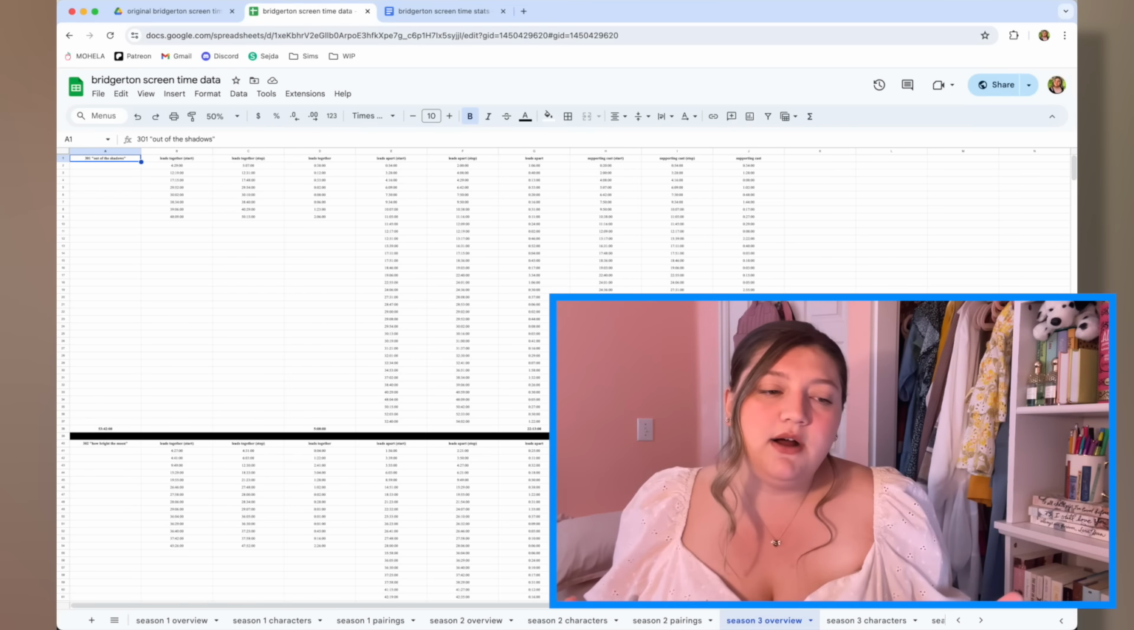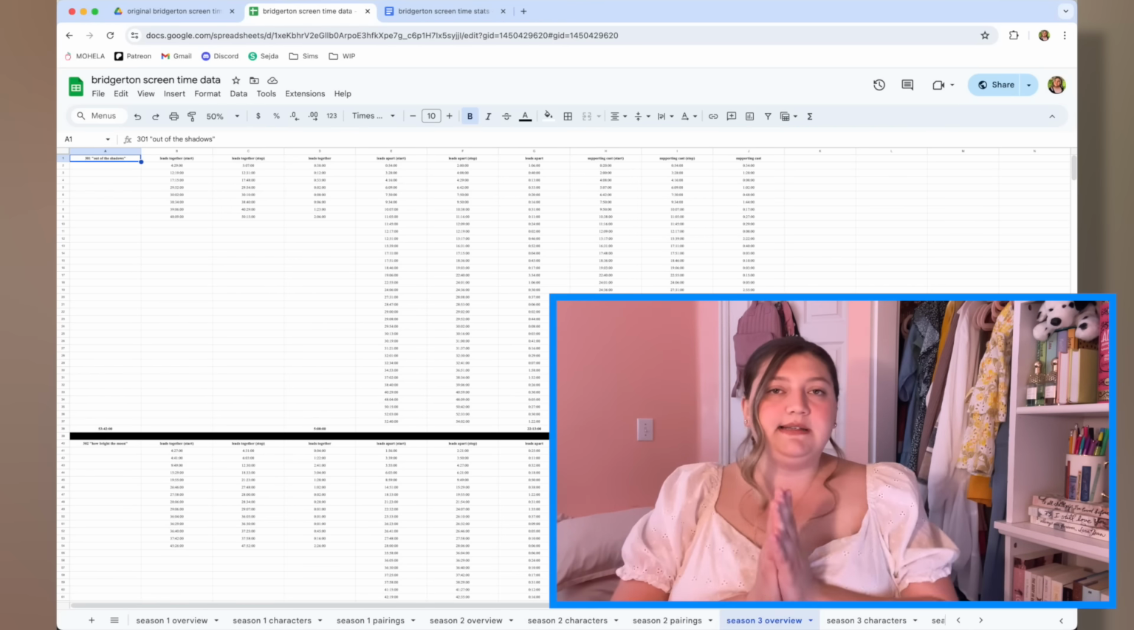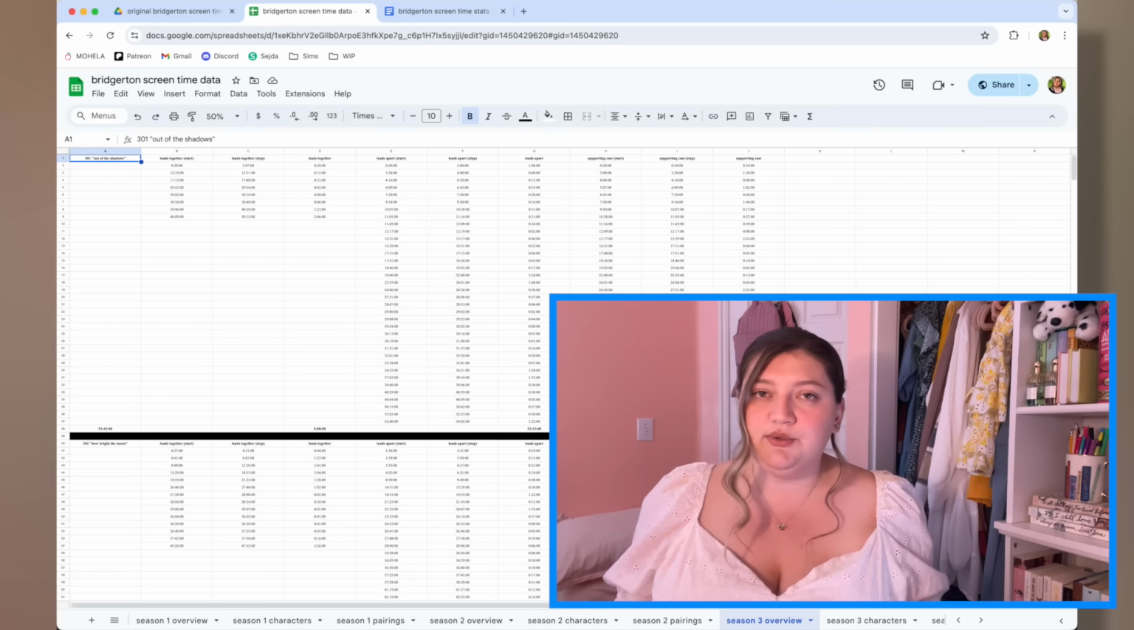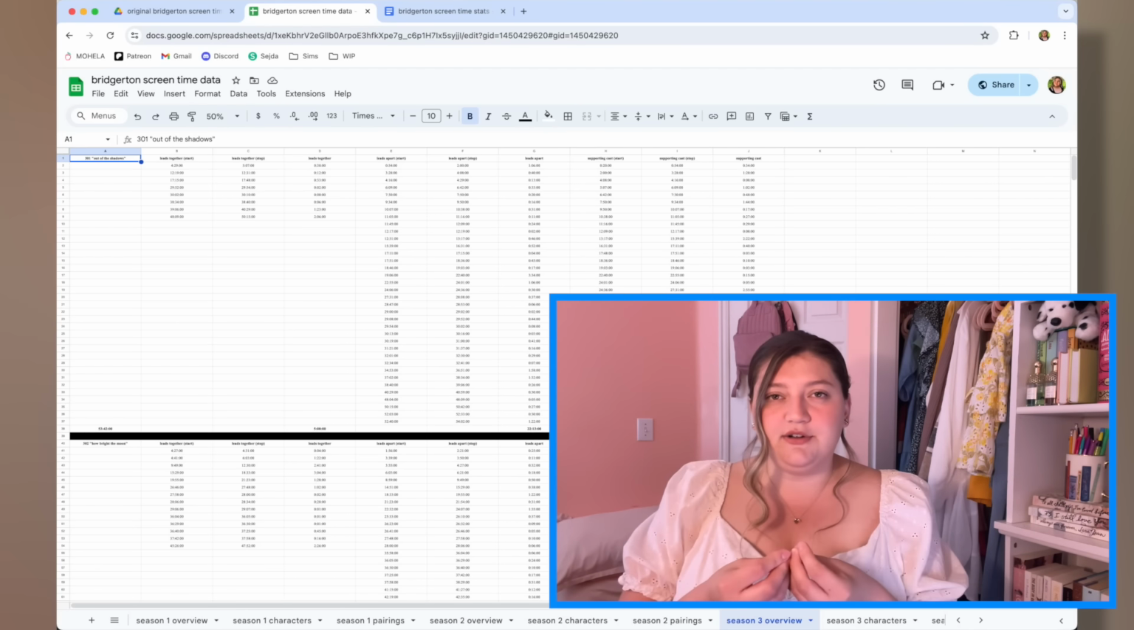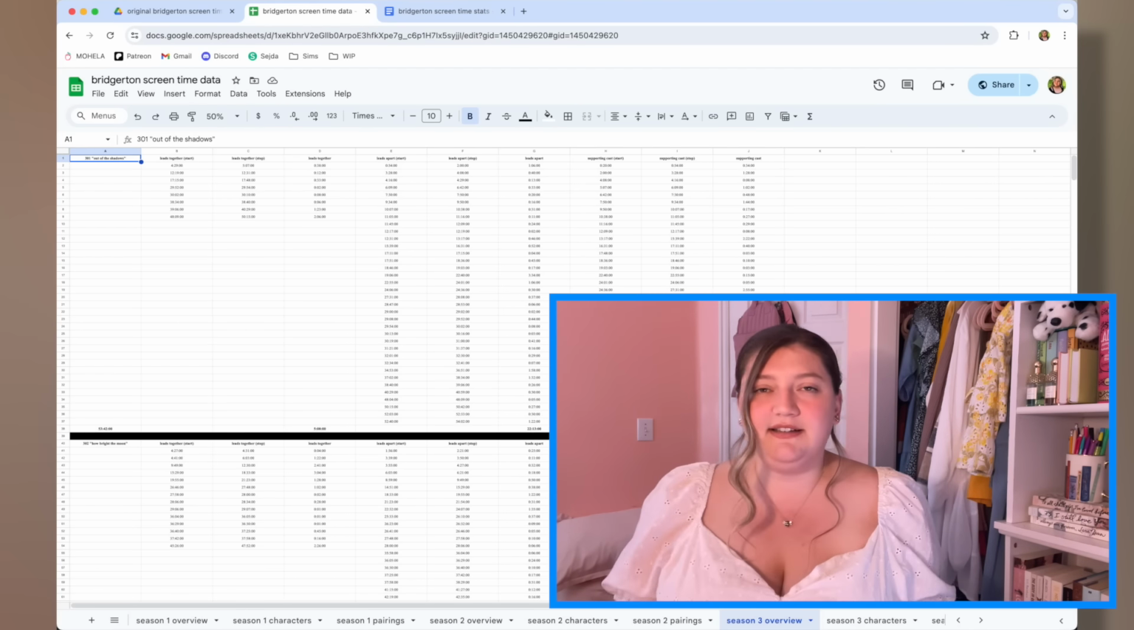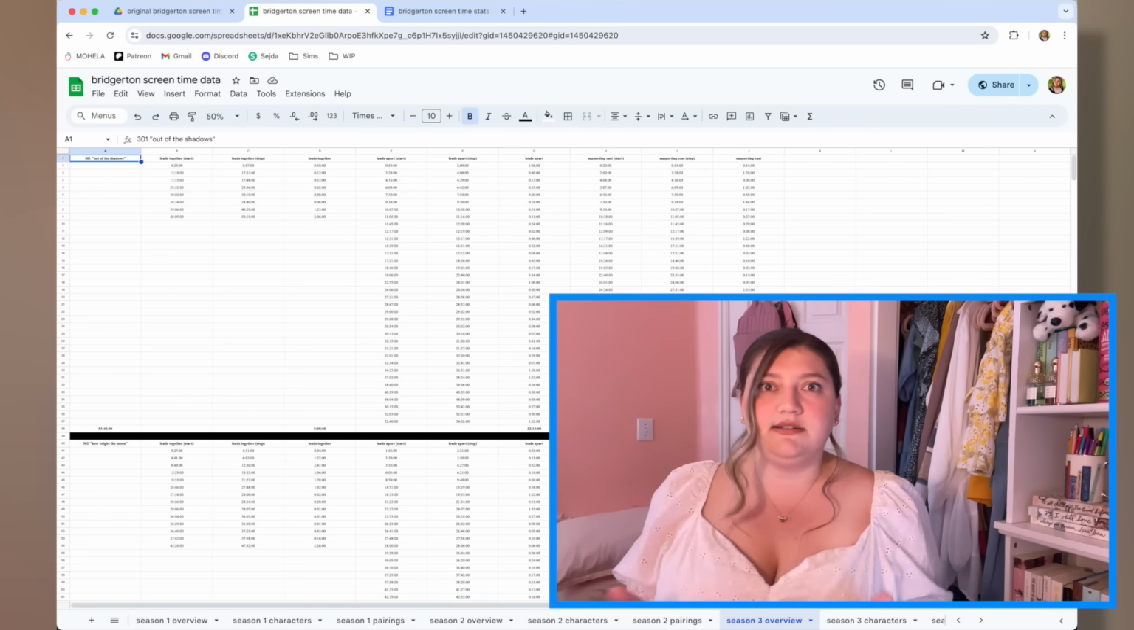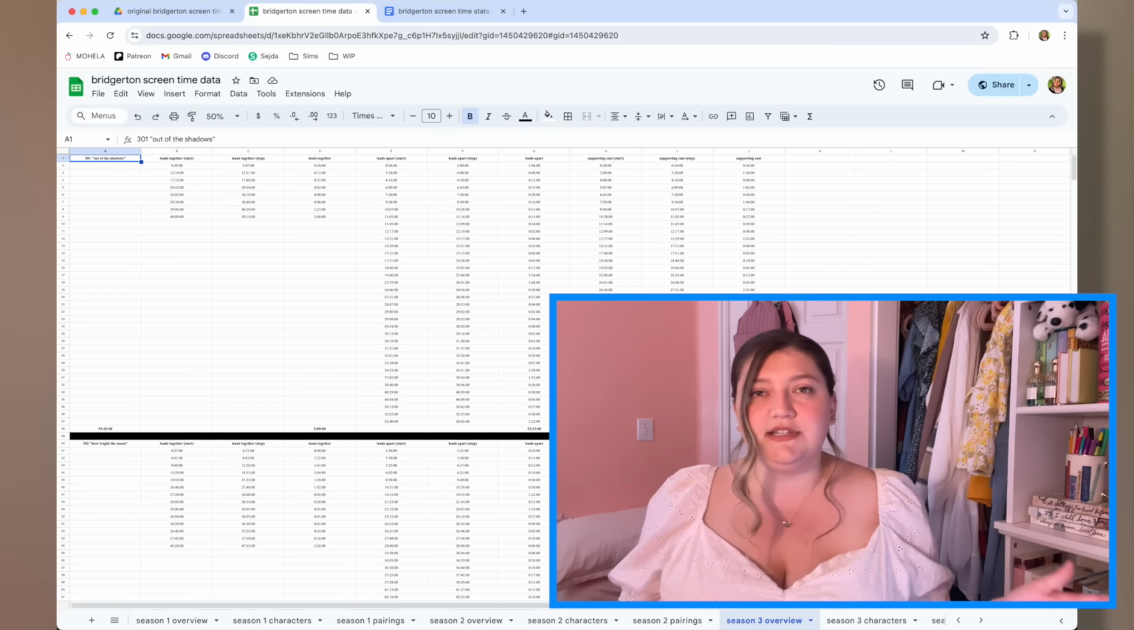So this time around, when I was calculating the leads' screen time together, I was just trying to include every time they were interacting with each other. So some of that is obvious, like if they're having a long sex montage, then that all goes in their screen time together.